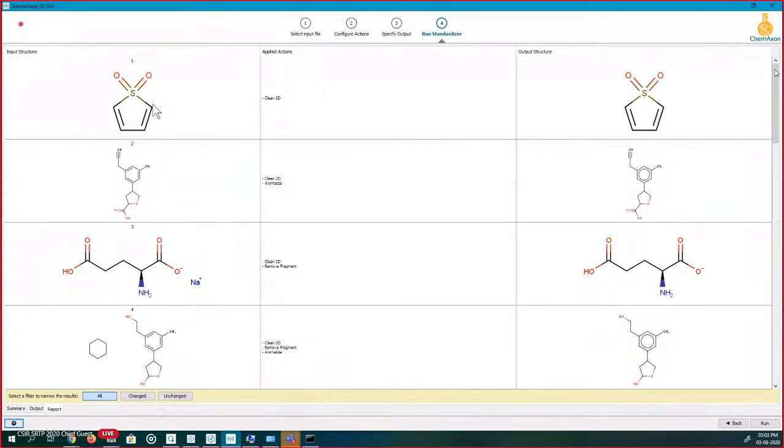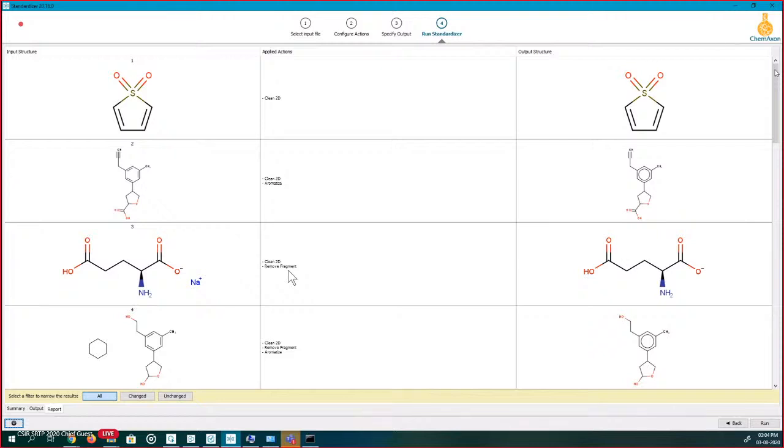So in this case, the action which has been applied is clean 2D, and this is the output structure. Of course, you don't see anything because the input molecule was almost clean. There was nothing much to clean, but because this option was defined, it nonetheless performed on every given structure. The second structure, you see, it detected that this benzene ring is an aromatic ring, and the given configuration input was to aromatize any aromatic ring, and so it has converted them into this representation of the aromatic ring.